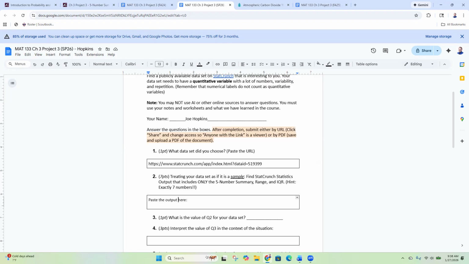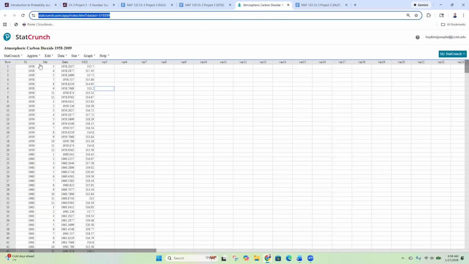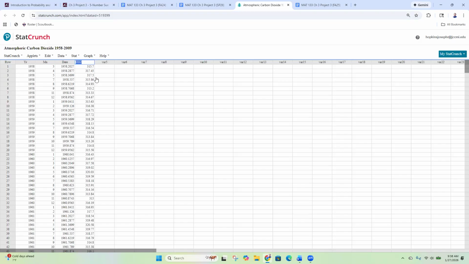Does there need to be more than one column? Kelly's asking. No. I have a couple of different columns, but I'm going to use just one. You need one quantitative column, so one column with numbers, okay? If you have lots of columns, that's fine, but that's not necessarily helpful.